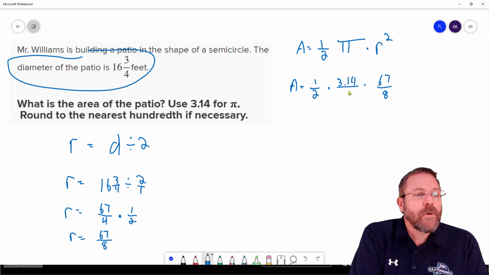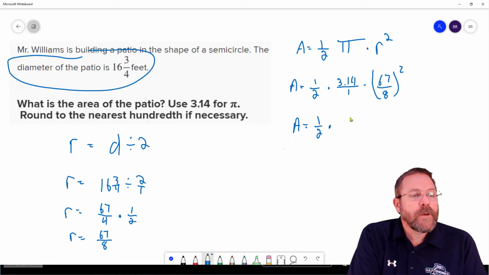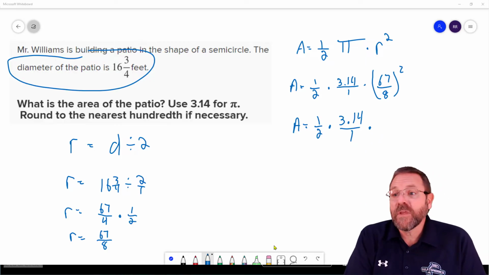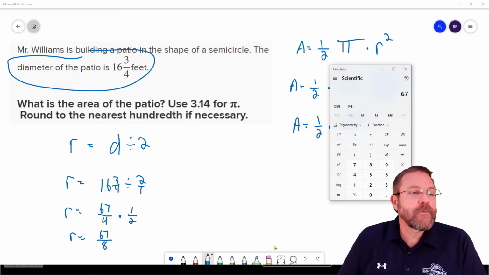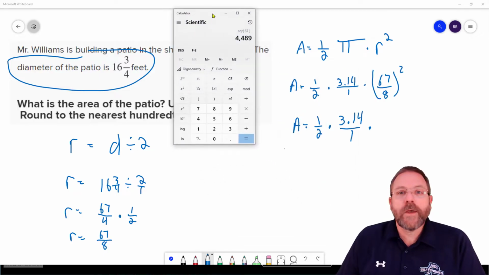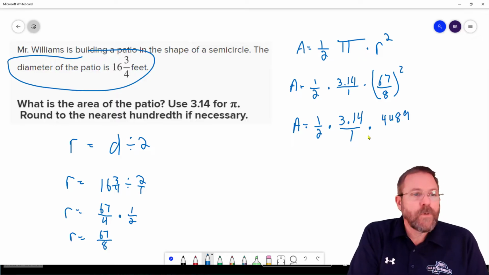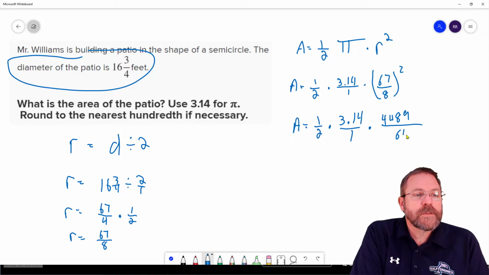Next thing I'm going to do, we'll go and throw a 1 down there, is I'm going to square that, because everything was going to be squared in the radius. So now area is equal to 1/2 times my 3.14 over 1 times, I'm going to grab my calculator because this problem, it's ugly. I'm going to do 67 times 67, also known as 67 squared, and that's going to give me 4,489. Then I'm going to do 8 squared, 8 times 8, that's going to be 64, and I did that with these two numbers right here.